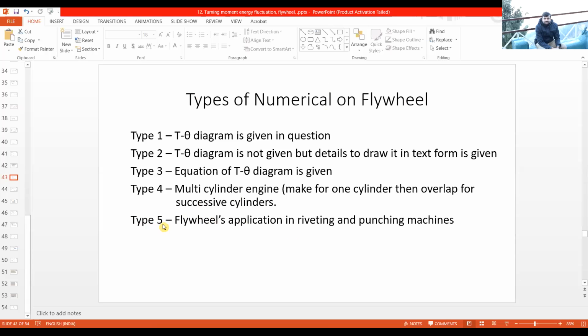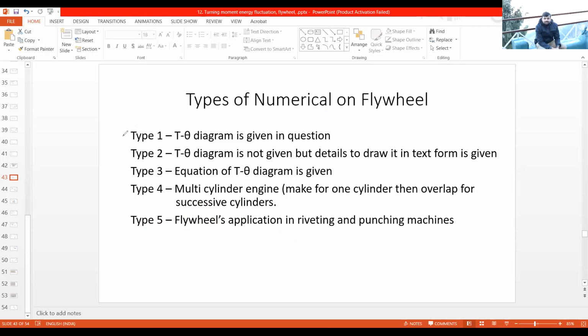This is the next part of flywheel application, that is numericals on flywheel. The fifth type was numericals based on the application of riveting and punching machines, right? So this is what we were discussing in the last class, and we also saw two or three numericals based on this fifth type. So let's quickly revise what was done in the last class.